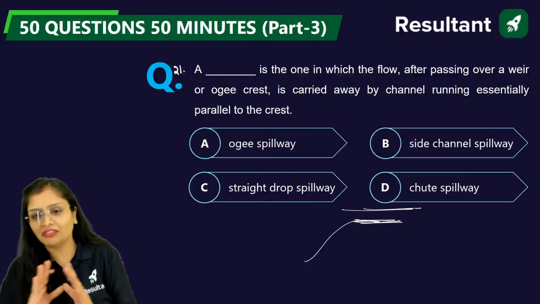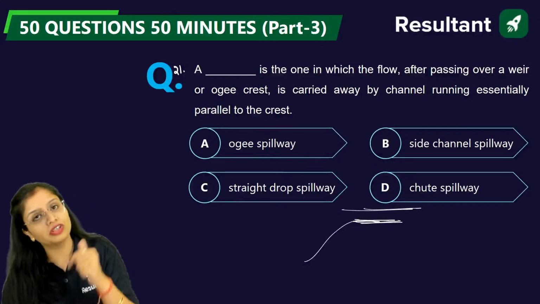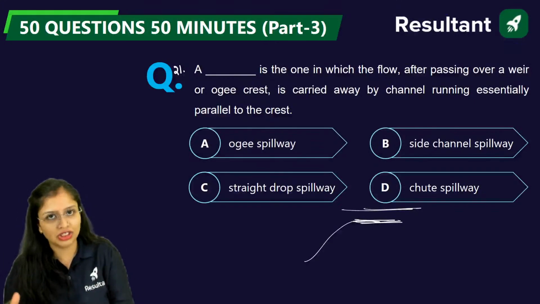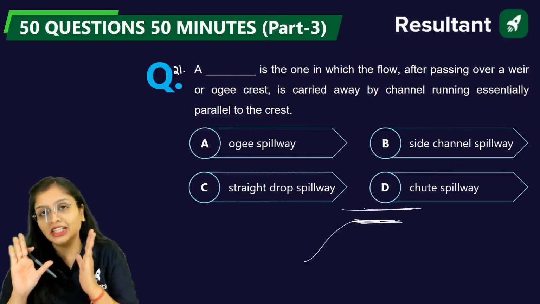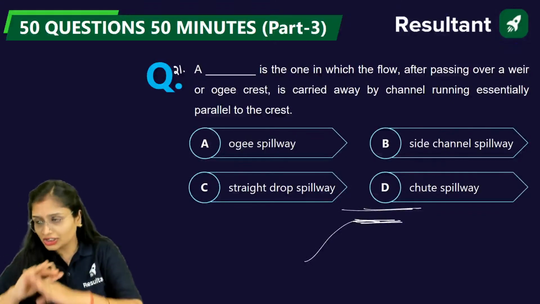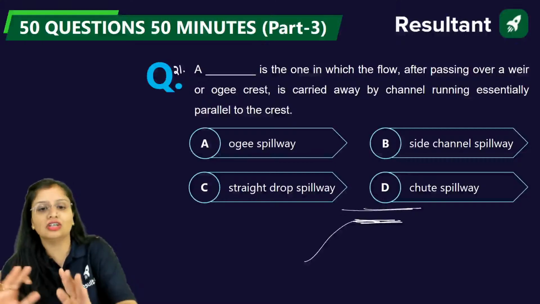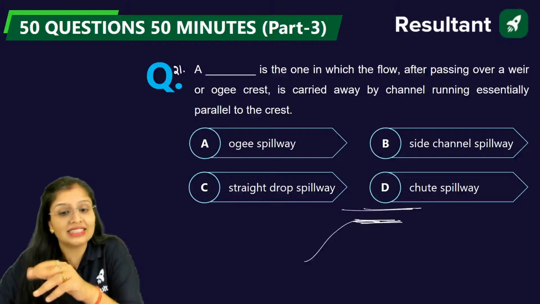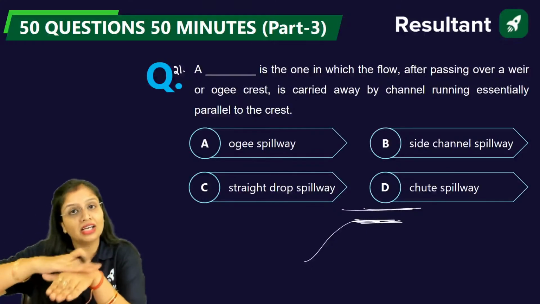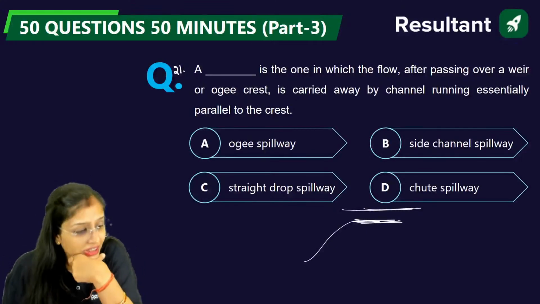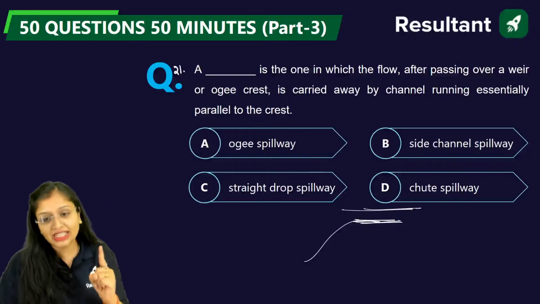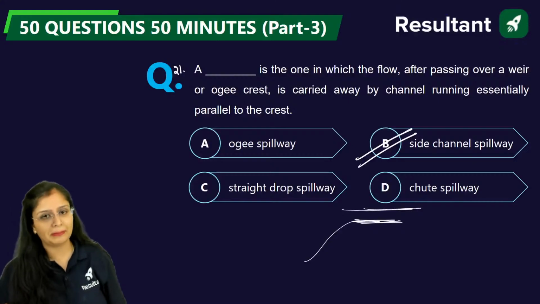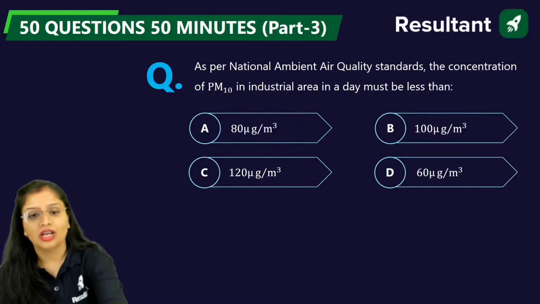Right now we have different types of spillways, so here you have to go further in detail. Here we are passing it through a weir. Weir is a diversion headwork which diverts the flow of water. It is not an obstruction. It will not store the water. You just construct a structure and it will divert the flow of water. So it is carried by a channel running essentially parallel to the crest, parallel to the top surface. So that is which type of spillway? That is side channel spillway. Very good, Krishna. Correct? Okay.